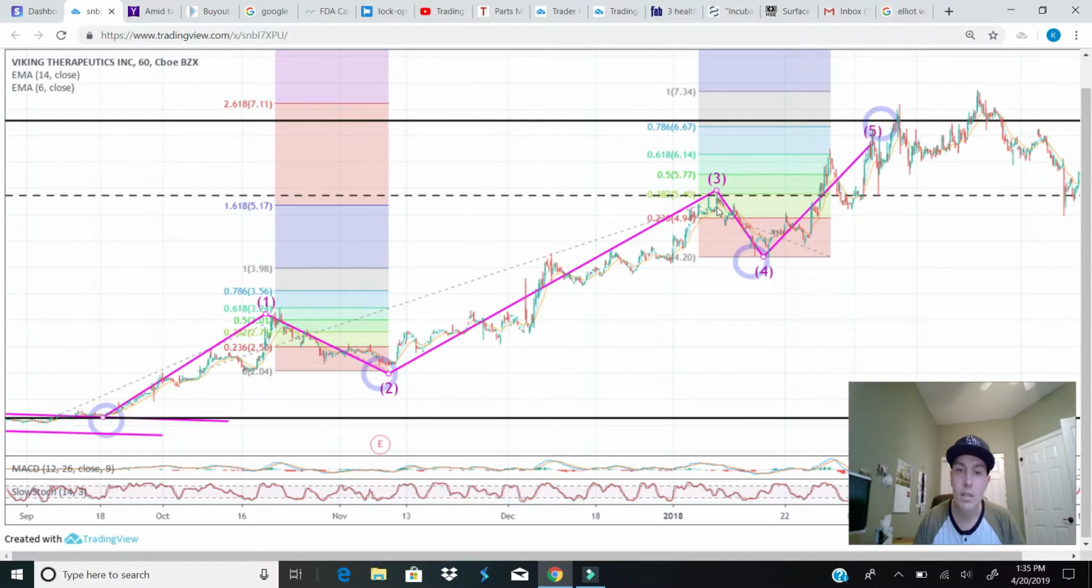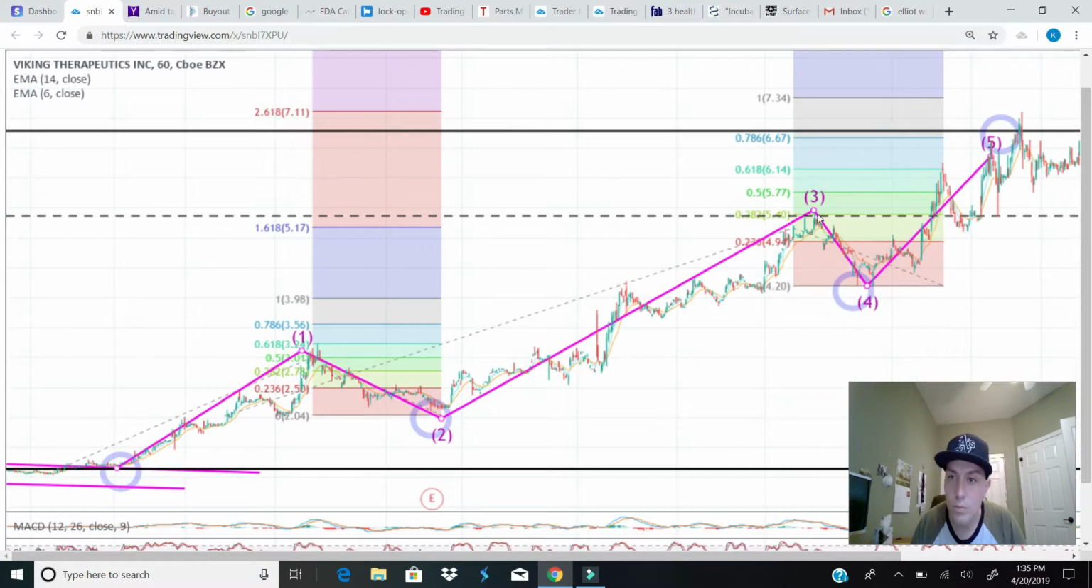Also, another number to keep in mind, leg 3 is known to retrace approximately 0.382. Now, again, with Viking's chart, it is almost right on the money. And again, we would have been buyers here, just like we were at leg 2. Buyers right after earnings catalyst, rode that uptrend.